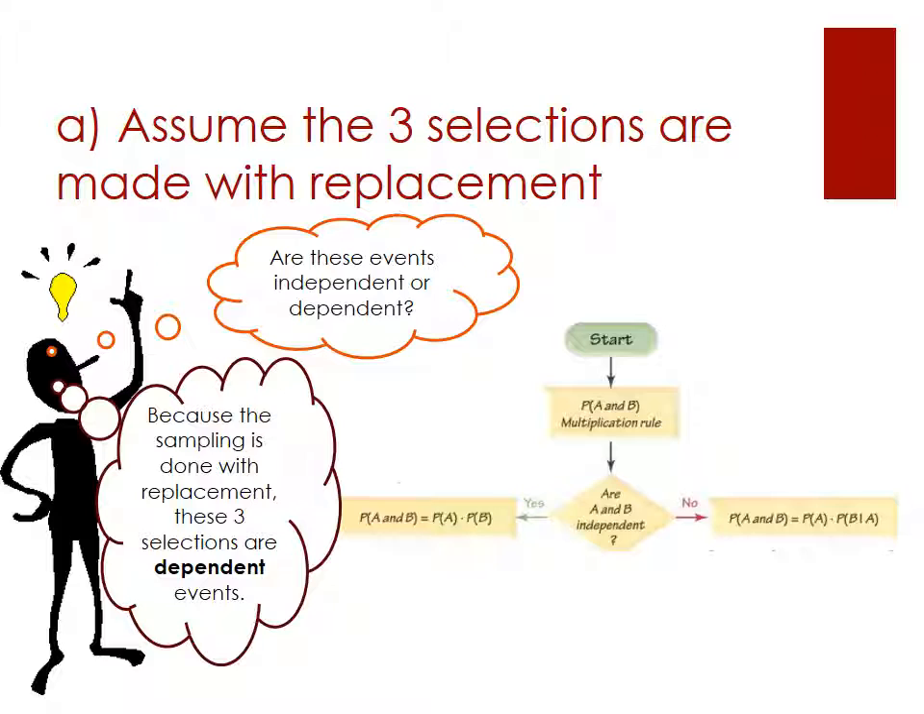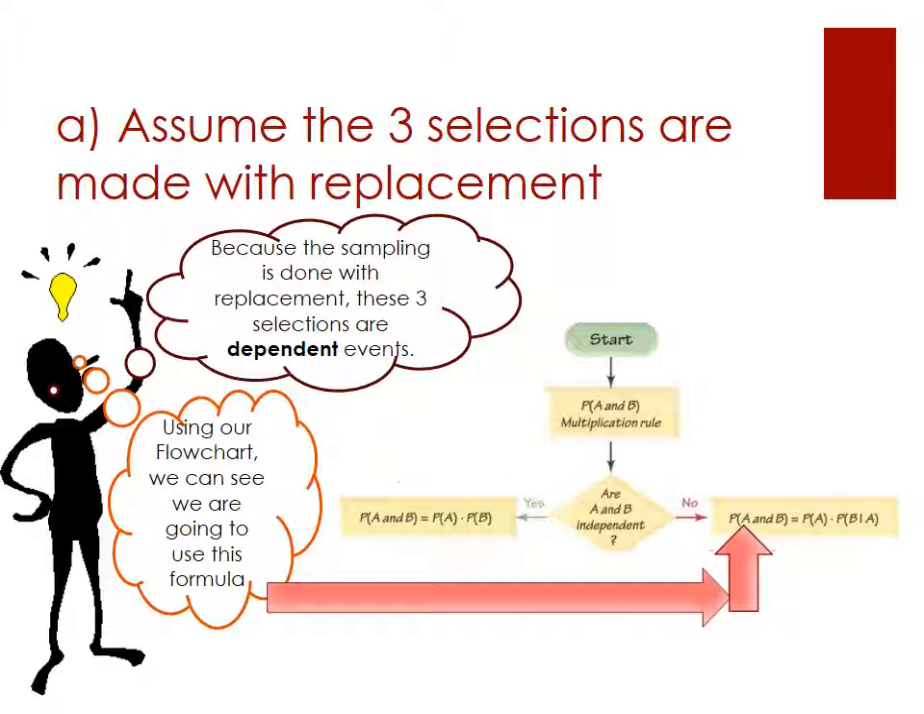As I've made a selection and I did not return that individual back to the original 1,000, that has now changed the probability. So we're going to be using this formula here on the far right. So we can see here we're going to be using our probability of A times our probability of B following A. And again, because we've got 3 events, we're going to have a third component, which is going to be probability of C, given that A and B have occurred. So let's go through and look at how we apply this to our actual data.